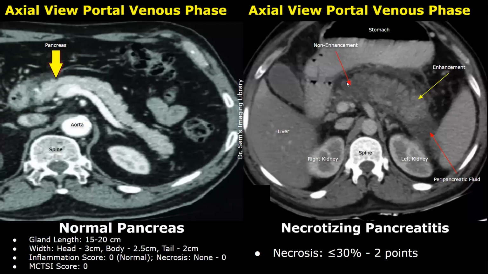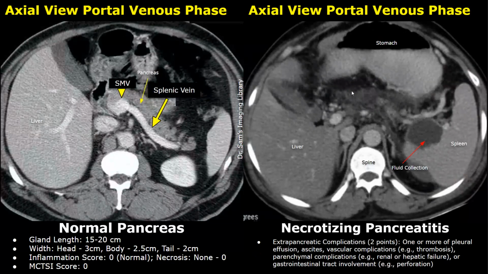Necrosis is present in this case. By looking at the pancreas, it appears that the necrosis is less than 30% of the pancreatic parenchyma, so a less than 30% necrosis gets 2 points.